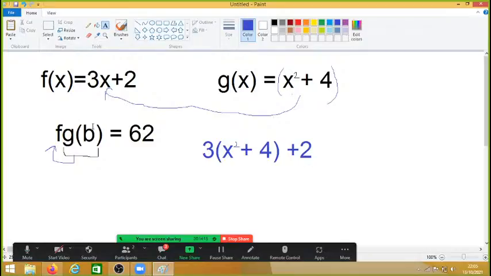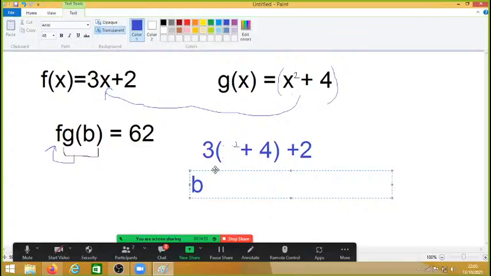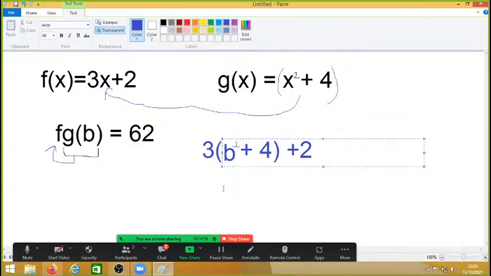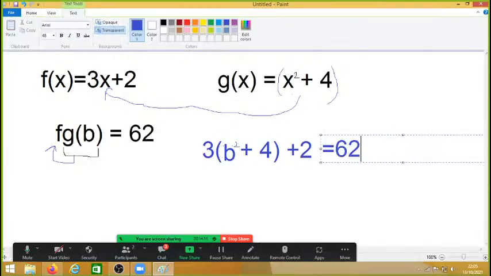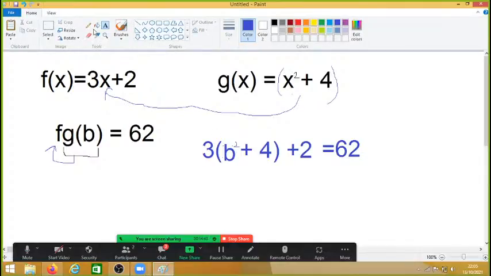And instead of using the letter x, all we're going to do is swap that for a b. So nothing too hard about that. So let's put a b there. And we've got to make it equal to 62. That's all we're asked. That's all it comes down to: if I need to get 62, what value of b shall I put in?